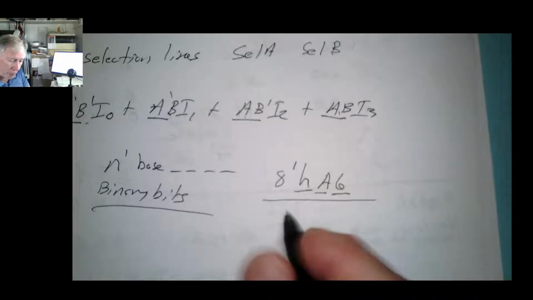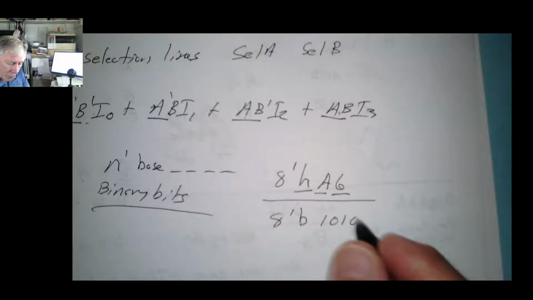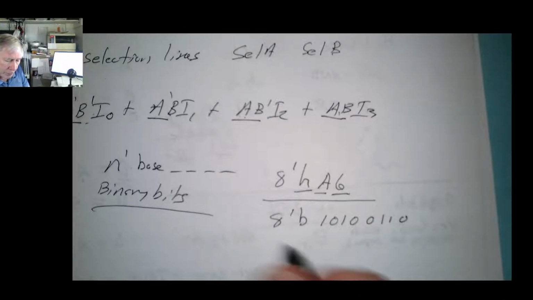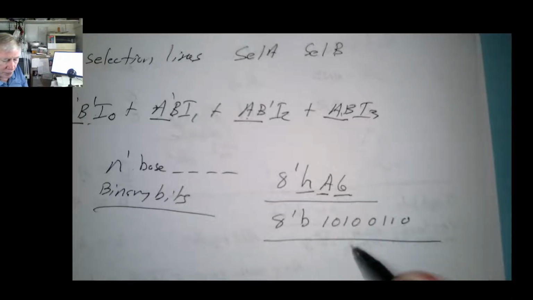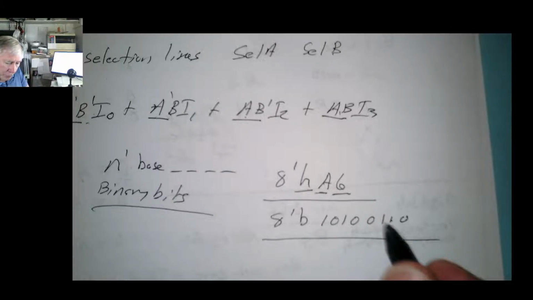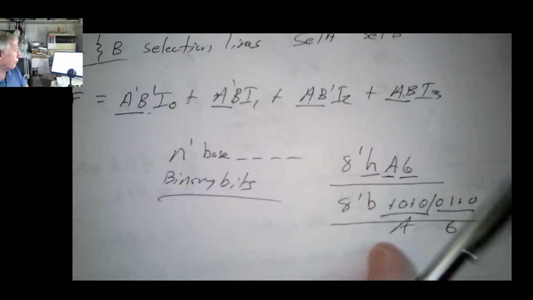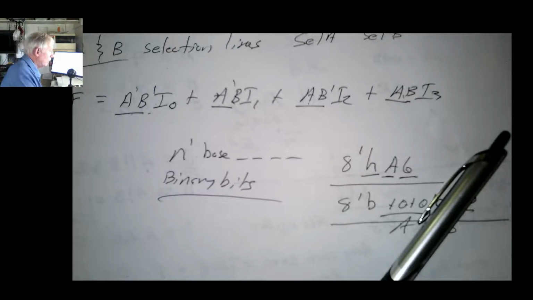Or if you wrote it out in binary, 8 tick B 10100110. And that would be A6 in binary. Okay, and you remember you divide these up 1, 2, 3, 4, 1, 2, 3, 4. That's A, and that's 6. All right.